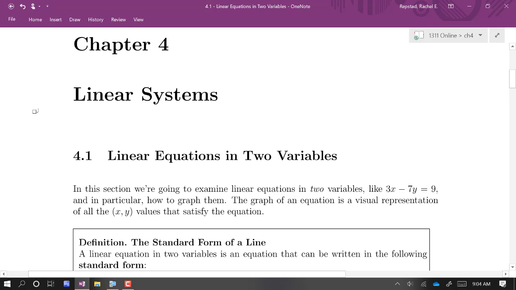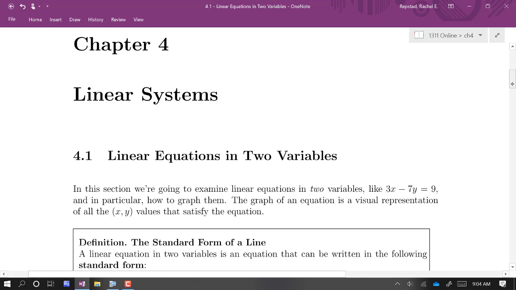All right, in this chapter, we're going to learn how to solve systems of equations. We're going to examine them, what kind of solutions they have, what does it mean to have a solution to a system of equations. And we start just by looking at a single equation, a linear equation in two variables.